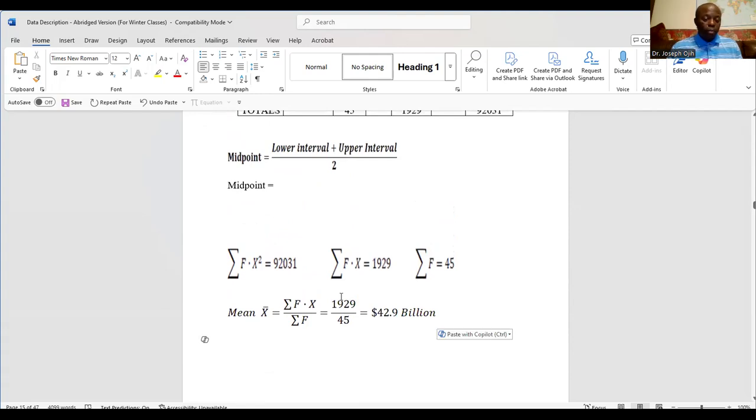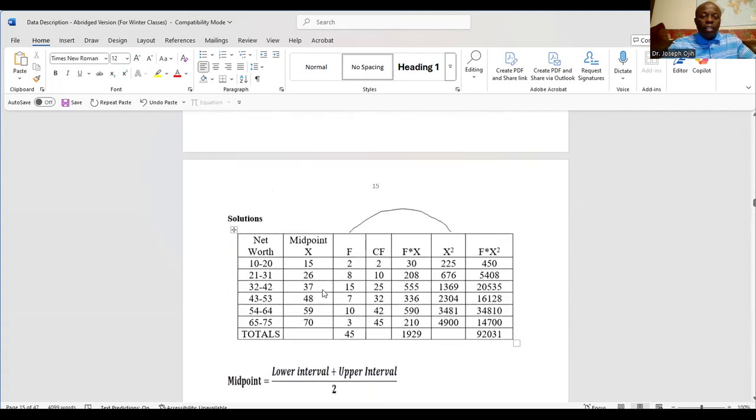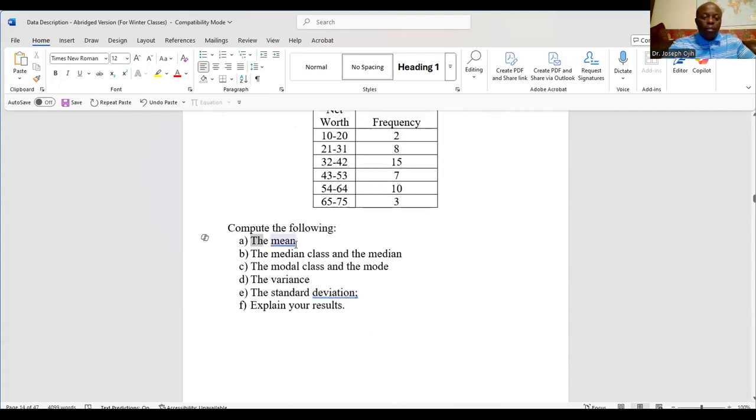Any question on that? No. Okay, good. So now let's answer the second question. Find the median class and the median.